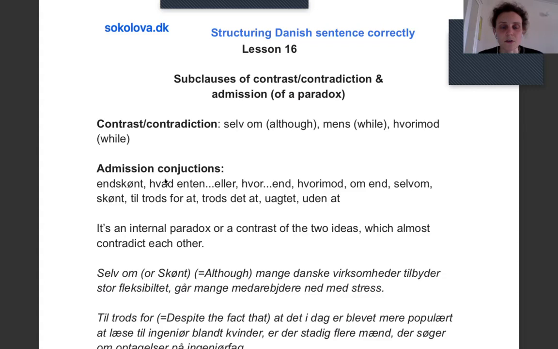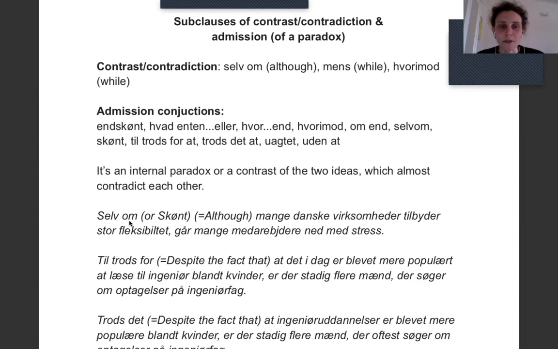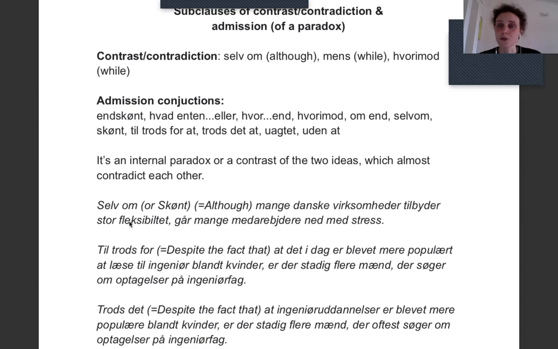Other conjunctions of admission are here in the list. They are not that frequently used. Maybe til trods for at or trods det at are quite frequently used. They mean despite the fact that, or despite something. Selvom is the most frequently used conjunction to express the internal paradox. It's sort of like, it's surprising how it can be like this, but still it's like this.